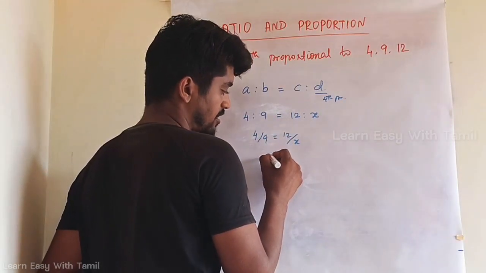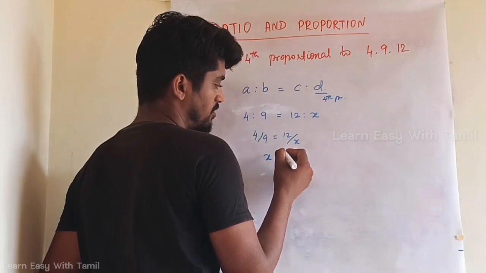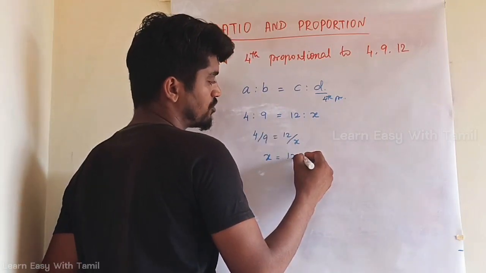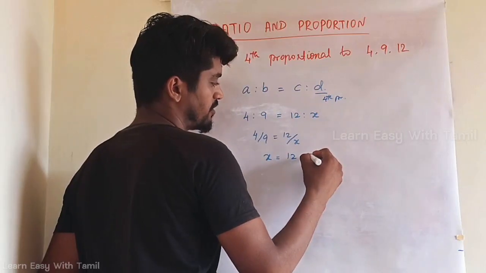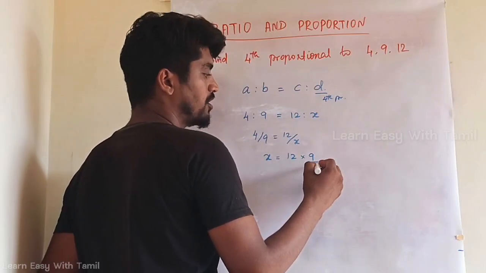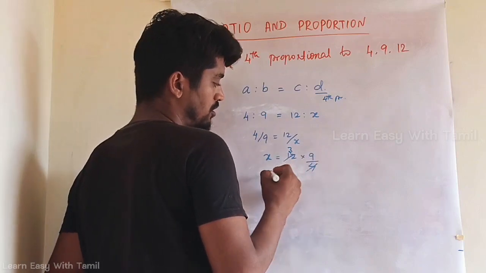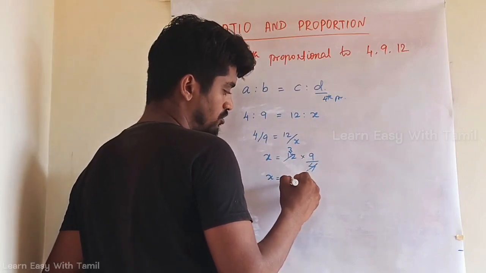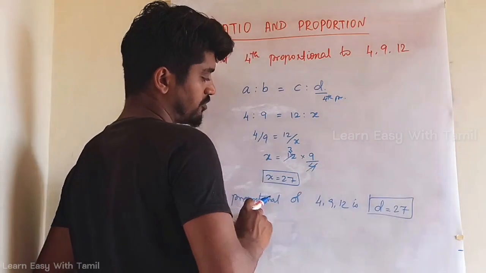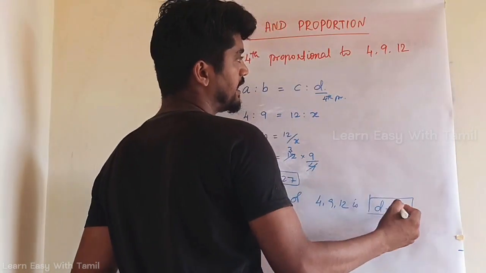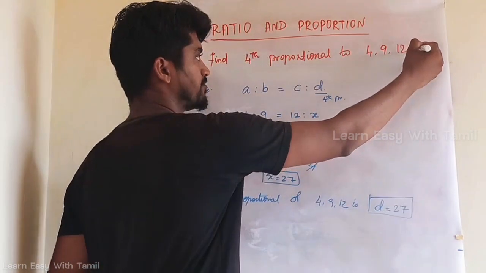So keep the x on the left side of the equal. Here 12 remains. The 4 by 9 which goes to the other side converts to 9 by 4. We have to simplify: 3 times of 4 is 12. So x is equal to 27. So the fourth proportional of 4, 9, 12, that is d, is 27.